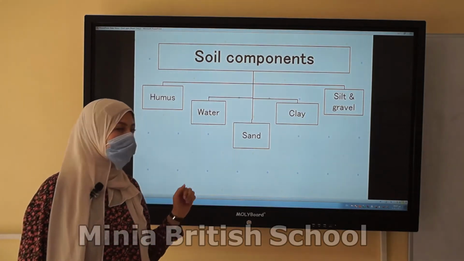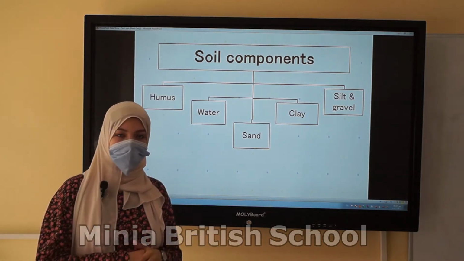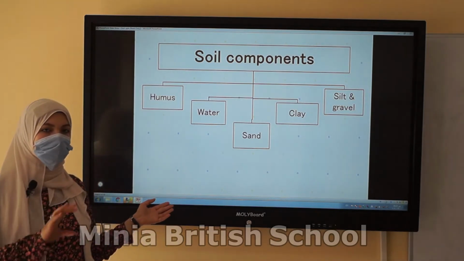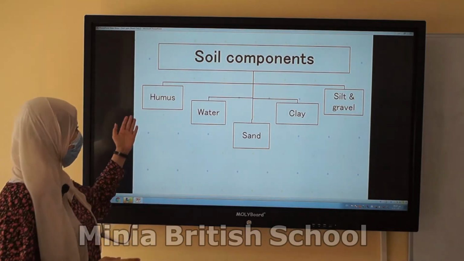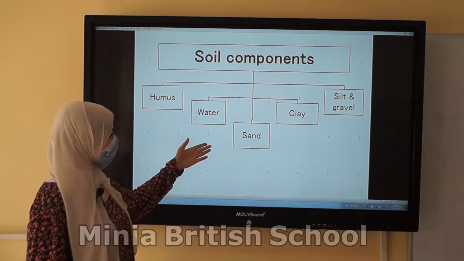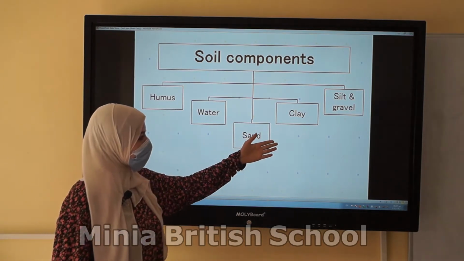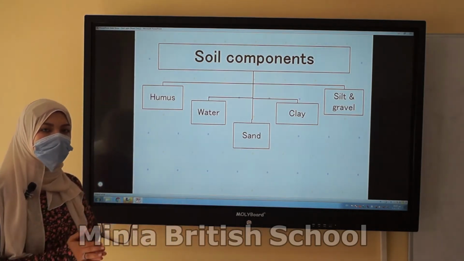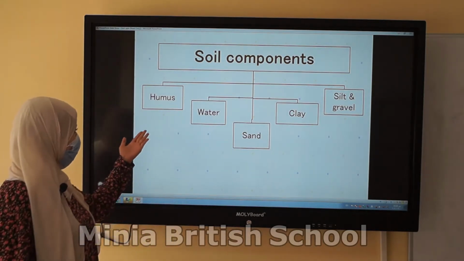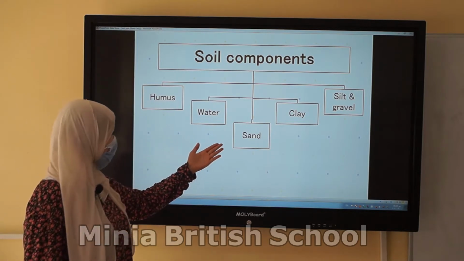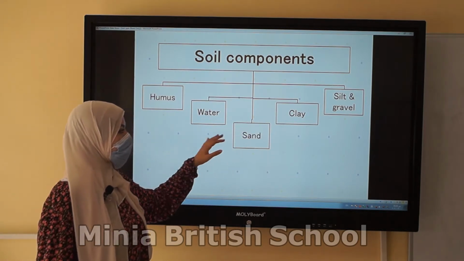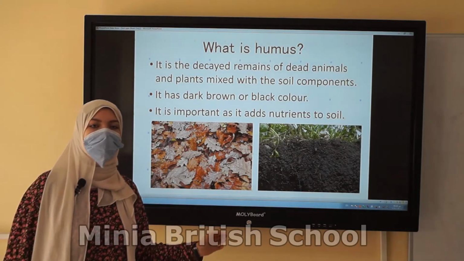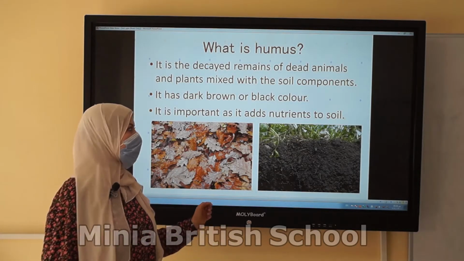Does the soil consist of only one component, Miss? No, it consists of many components. Like what? Humus, water, sand, clay, silt. So these are the soil components. Again, humus, water, sand, clay, silt, and gravel. Let's know what is the meaning of humus. What is the meaning of humus?